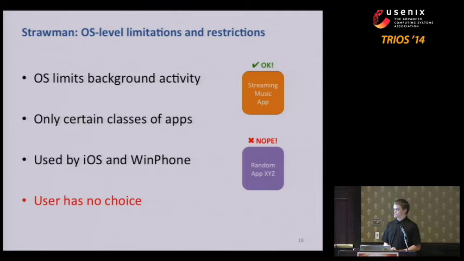Another solution usually taken by iOS or Windows Phone is to limit background activity to help ease these network problems, and only a certain class of applications can run in the background. This leaves the user with not as much choice over how they want their device to be used. So even if they wanted this random app XYZ to be used in the background, they can't if it doesn't fall into a correct category.